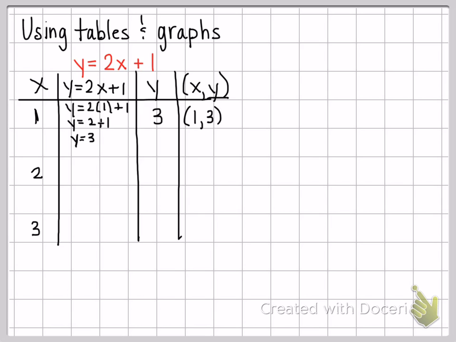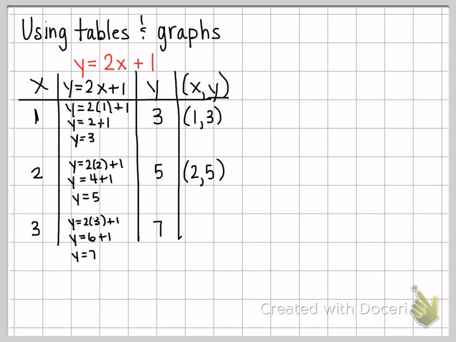Now I'm going to do the exact same thing for the next two numbers, changing my x value each time. So now I have y equals 2 times 2 plus 1. So y equals 4 plus 1, which is y equals 5. So when I plug in 2 for my x value, I get out 5. So that's 2, 5. And lastly, I'm going to plug in 3. y equals 2 times 3 plus 1. So y equals 6 plus 1. y equals 7. When I plug in 3, I get out 7.